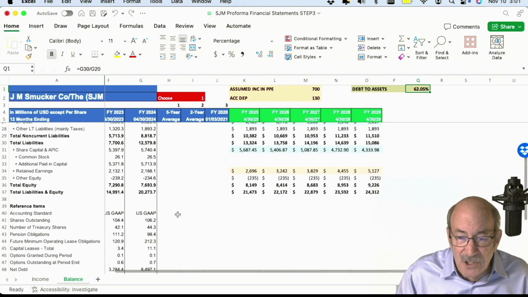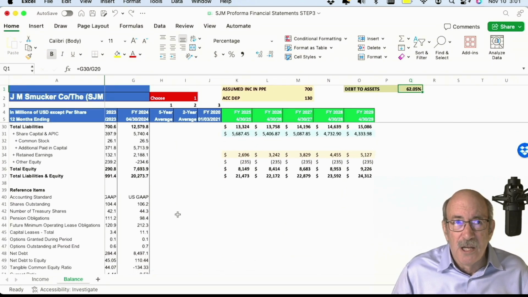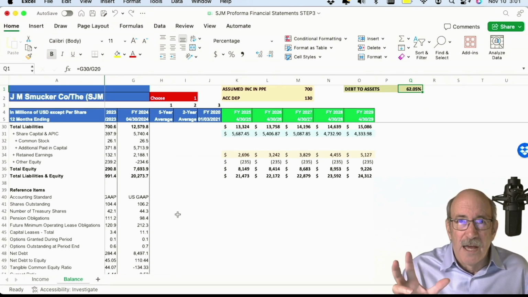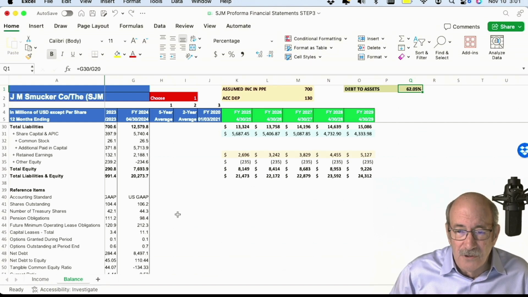Now, the last step here is I need to get my free cash flow to equity, and I need to calculate a terminal value. I need to take all of that and discount it back to today at K, and then finally I'm going to divide that value by the total shares outstanding. I'm going to have a price per share using DCF.